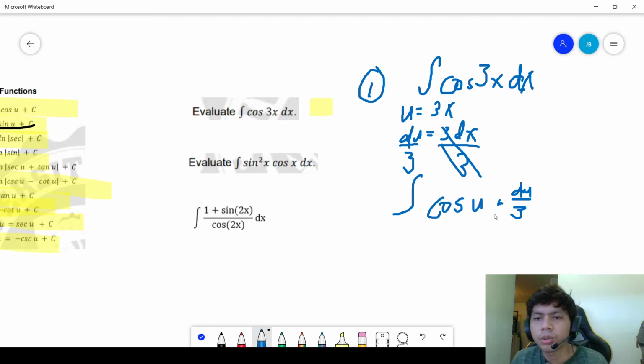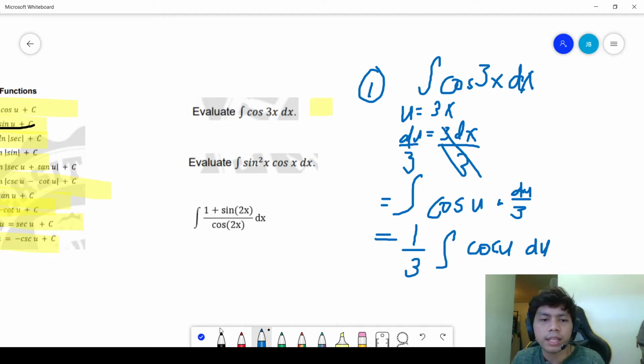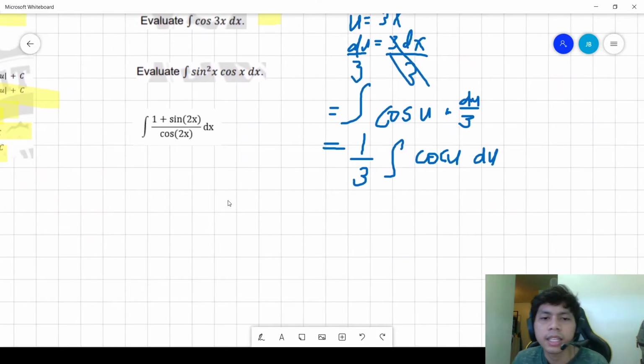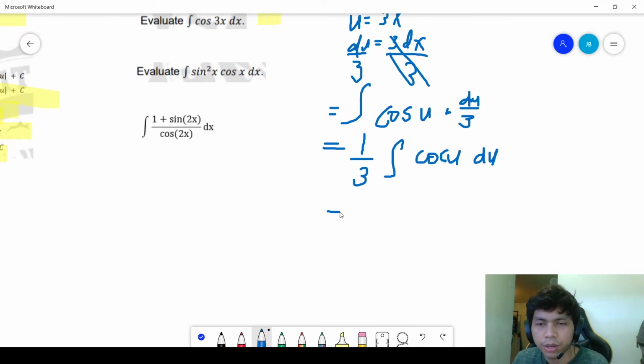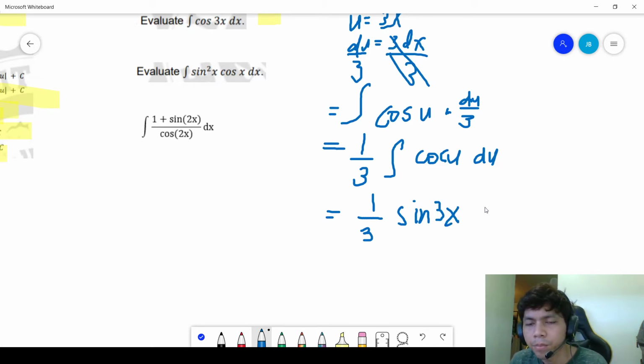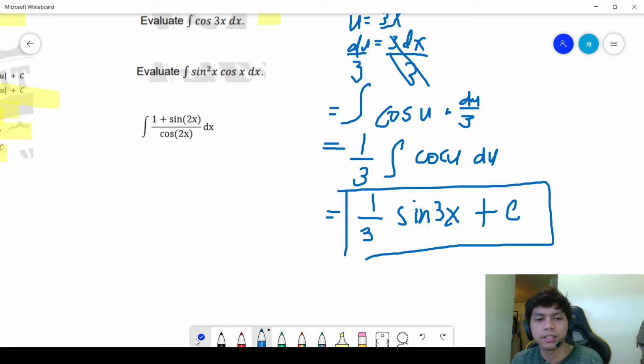All right. So since 1/3 is constant here, we take it out. 1/3, and then the integral of cos u du. So again, the integral of cos u is sine u plus c. Now you have 1/3 sine u. Let's bring back u to the original one, which is 3x, plus c. Now this is your final answer.